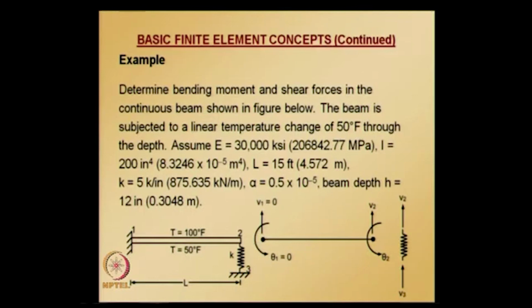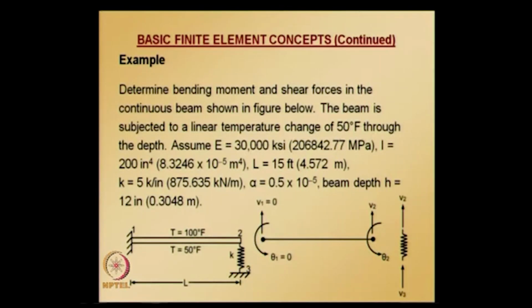In this problem, as you can notice, there are two kinds of elements, one is a beam element, another is a spring element. So we will take two elements and three nodes. The node numbers are shown in the figure, 1, 2, 3, and the beam element comprises nodes 1 and 2, and the spring element comprises nodes 3 and 2.